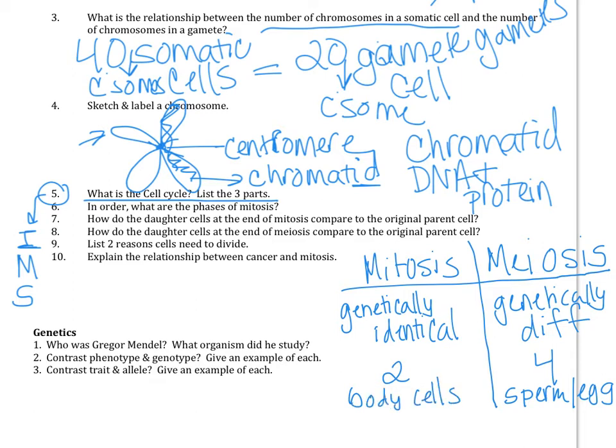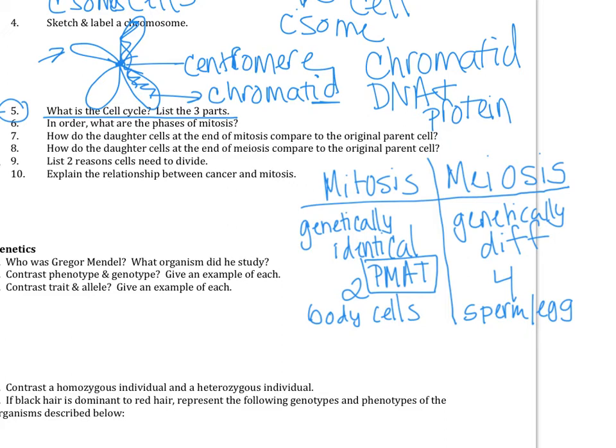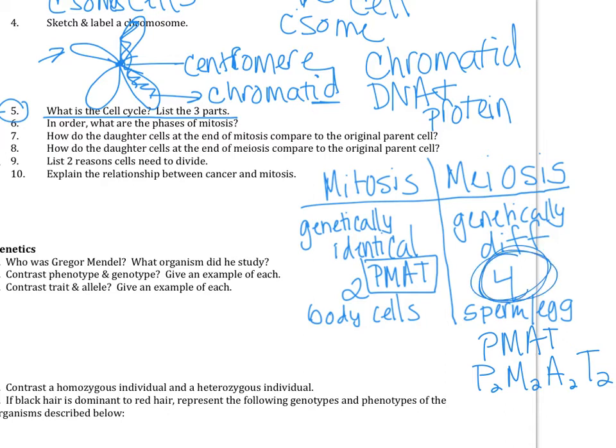The second main difference is you've got your PMAT, your phases. They split once. Meiosis, it splits twice. So you've got your PMAT, and then you have your PMAT 2. And that's because your goal here is 4 cells, not 2. You want 4.